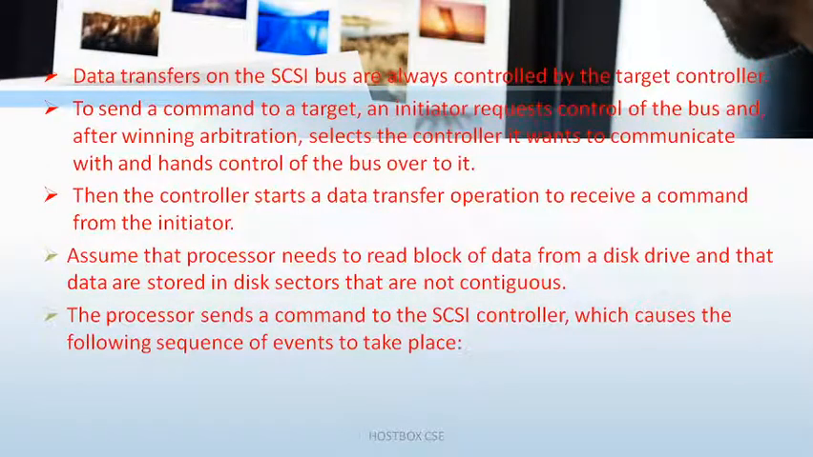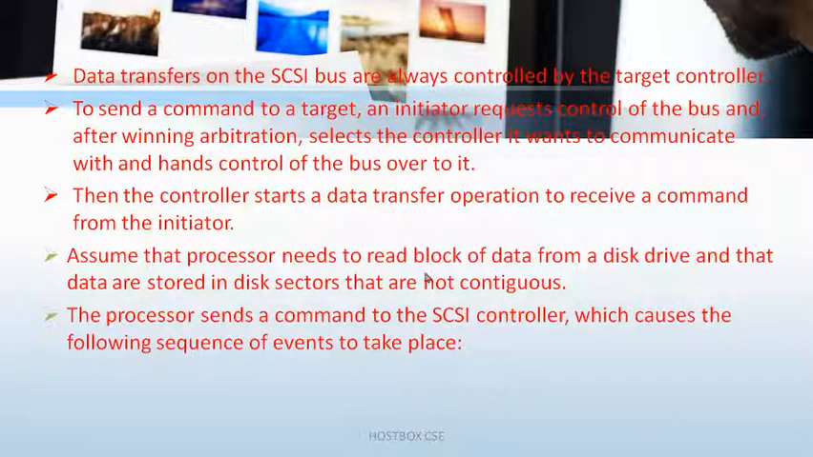So how does the data transfer happen? Whenever data is transferred between the SCSI bus and the peripheral devices, it is always controlled by the target controller. To send a command to the target, an initiator requests control of the bus, and after winning arbitration, selects the controller it wants to communicate with and hands control of the bus over to it. Then the controller starts a data transfer operation to receive a command from the initiator.